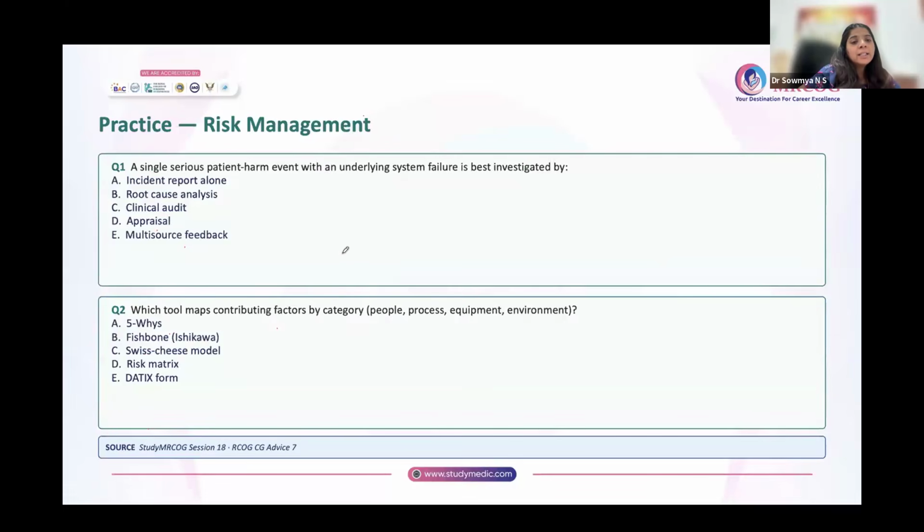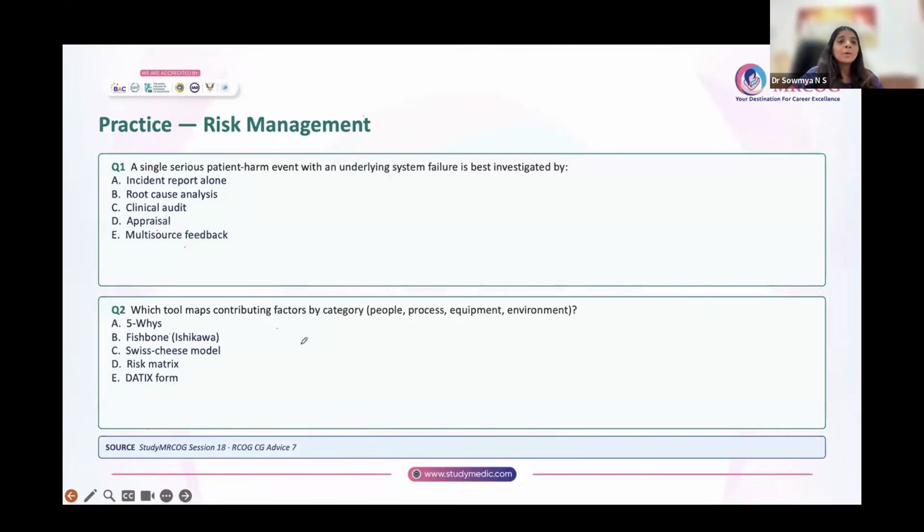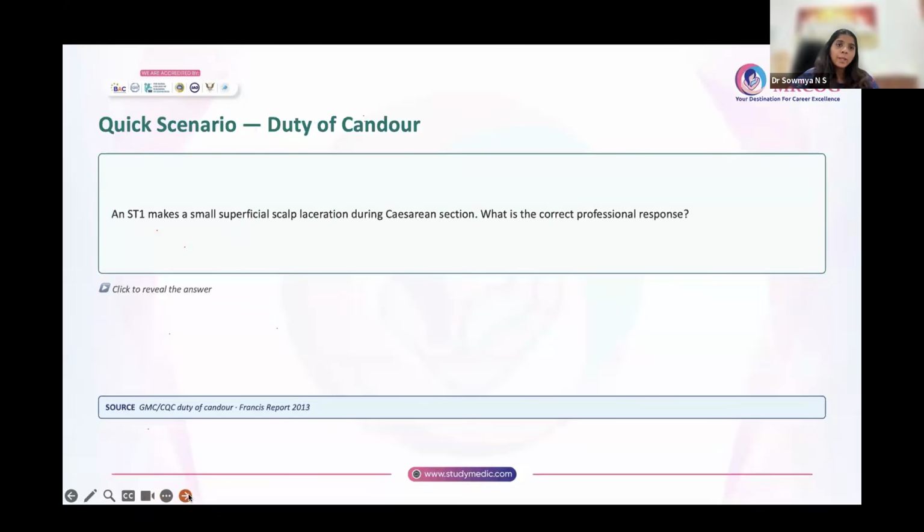Now, a single serious patient harm event with an underlying system failure is best investigated by what? Obviously, it should be the root cause analysis. Which tool maps contributing factors by category: people, process, equipment, environment? You remember the diagrams I mentioned? One was the fishbone, the other one is the Swiss cheese. Obviously, you remember the fishbone, which matches the components. Okay, I hope I'm clear with this. So the first one, when there is serious harm, you go for root cause, and the second one is obviously the fishbone model.